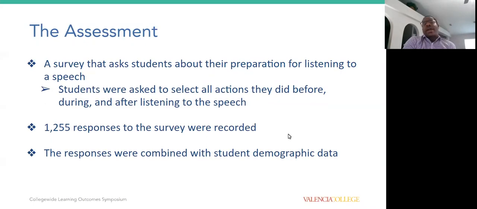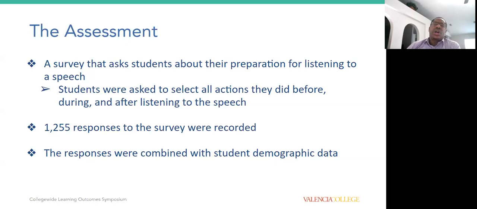Just wanted to give you guys a little bit of background about where the data comes from. So I don't see any speech faculty here, but what we did was I grabbed some of the speech data. There was a survey that the speech faculty deployed in their courses. They wanted to analyze the students' preparation for listening to a speech. So students were asked to respond to what actions they did before they listened to the speech, during the speech listening session, and also what they did after listening to the speech.